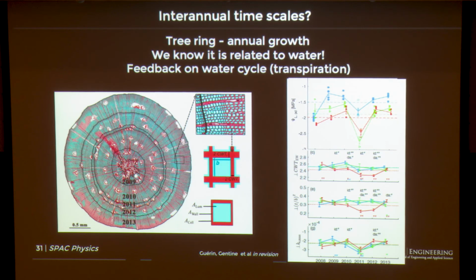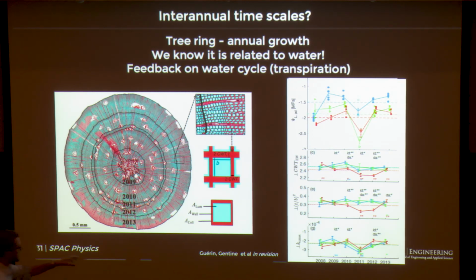You can also look at longer time scales in that case. So that's one example here from a student in my group where we looked at interannual time scales. And it's quite well known, so those are tree rings here, looking at different years, that when you have a dry year, you will have basically a smaller ring, and then you will have a wider ring when you have a wet year. But you can think of that as maybe having an effect on the water cycle as well, right?